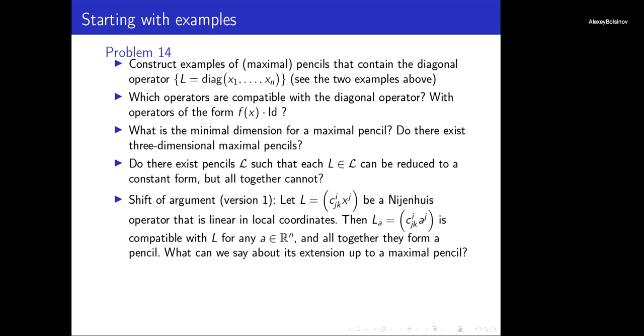And in this context, it's not Lie algebras, but left symmetric algebras. Let's consider the Nijenhuis operator L whose components are all linear in local coordinates x1, ..., xn, Cartesian coordinates on a certain affine space. Then it's easy to see that if I replace each variable xj by a constant aj, I will get a constant operator which is compatible with L. So these two operators, L and LA, are compatible.